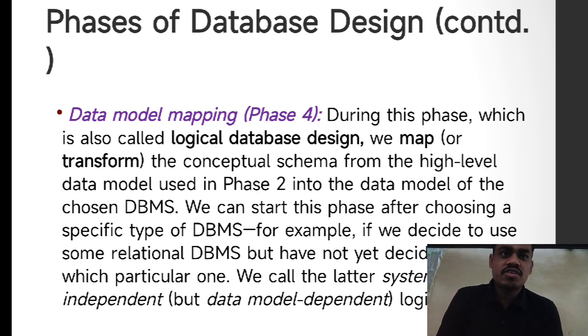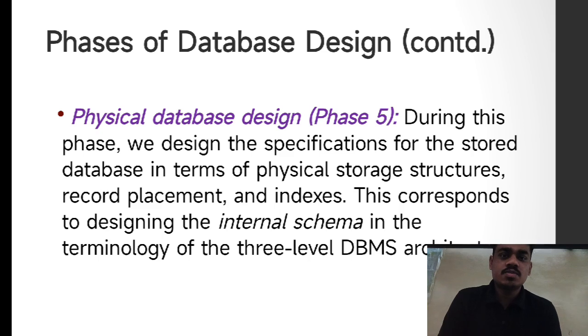Physical database design, phase 5. During this phase, we design the specifications for the stored database in terms of physical storage structure, record placement, and indexes. This corresponds to designing the internal schema in the terminology of the three-level DBMS architecture.